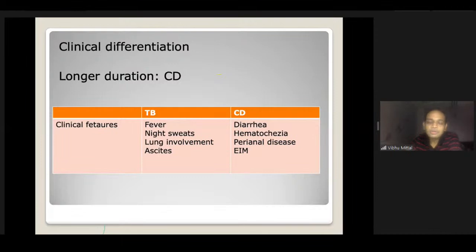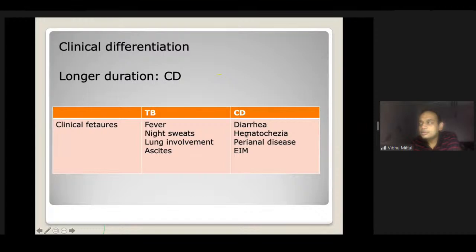So let's first start with clinical features. There is a whole lot of overlap, but yes, longer the duration, less the chance of tuberculosis. If there is an individual with a history of 5, 7, 10 years of symptoms, the chance of tuberculosis would go down. Constitutional symptoms are commonly seen in tuberculosis: fever, night sweats, but then your Crohn's patient may also have an abscess and may be having fever. Lung involvement and ascites are definitely a feature of tuberculosis.